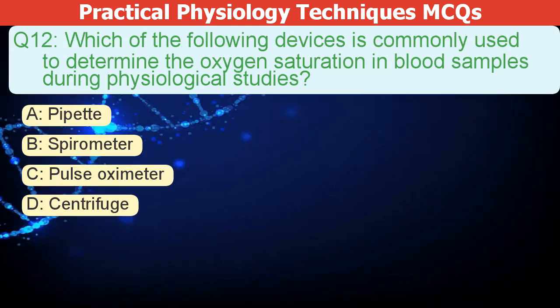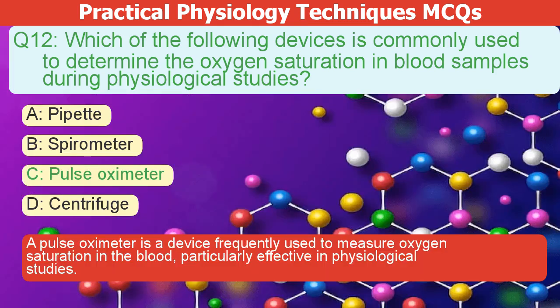Which of the following devices is commonly used to determine the oxygen saturation in blood samples during physiological studies? A. Pipette. B. Spirometer. C. Pulse oximeter. D. Centrifuge. The correct answer is C. A pulse oximeter is a device frequently used to measure oxygen saturation in the blood, particularly effective in physiological studies.